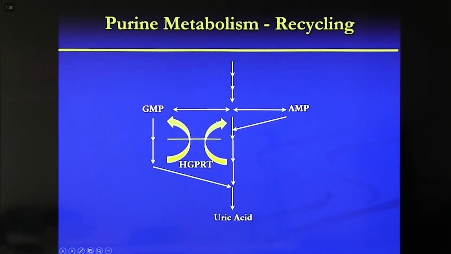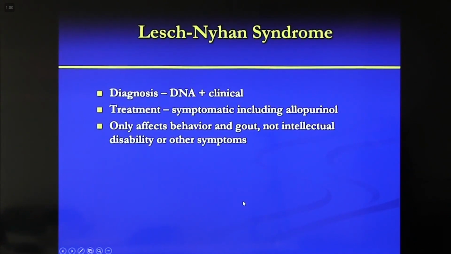Here's what happens. Here are the purines, okay, and they get recycled. If I fail to recycle them, guess what? It pours down into uric acid and it gives you gout and other things. So the diagnosis is by DNA, but the clinical features are pretty impressive. And the treatment, unfortunately, you can give allopurinol to reduce the uric acid, but it doesn't really treat the intellectual disability or other symptoms. So we need some other treatment of that. Maybe one of you will find it.